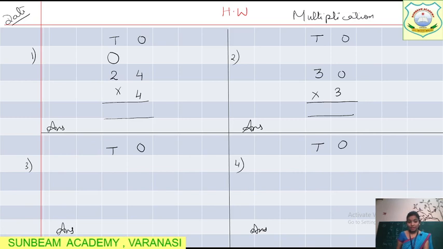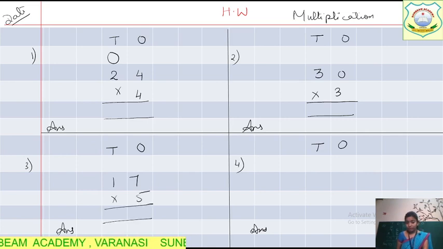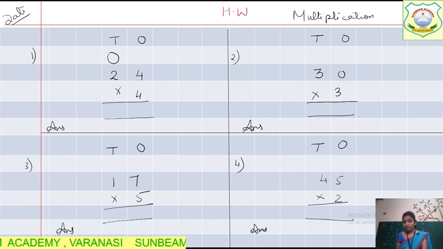As there will be carry, leave one box, and here 17 multiplied by 5. Okay. Here 45 multiplied by 2. So whatever carry will be here you need to write in the circle. Okay. So do like this only.